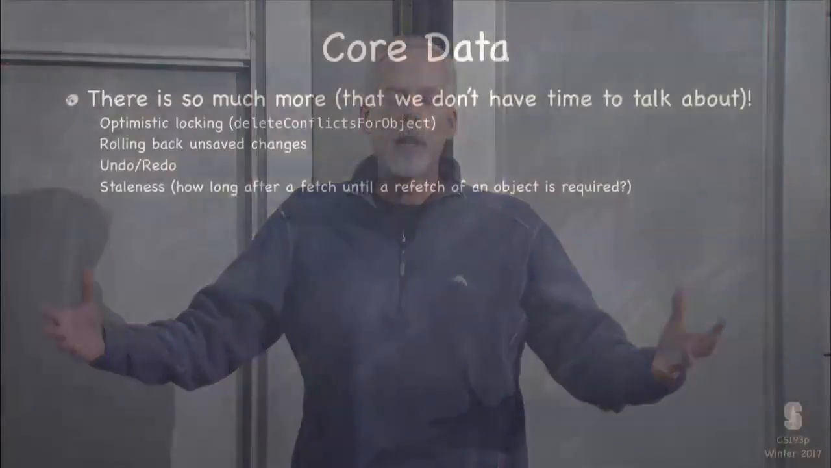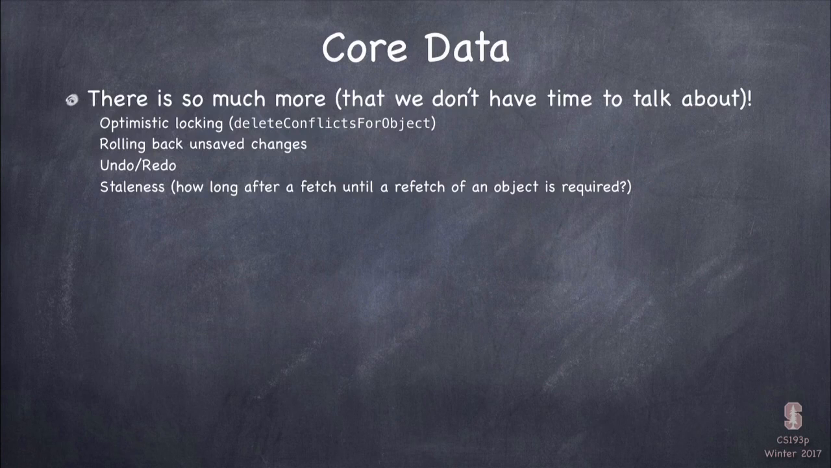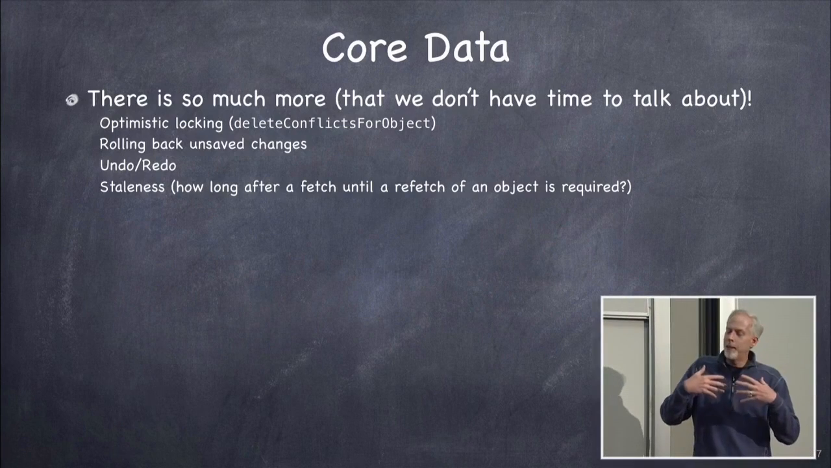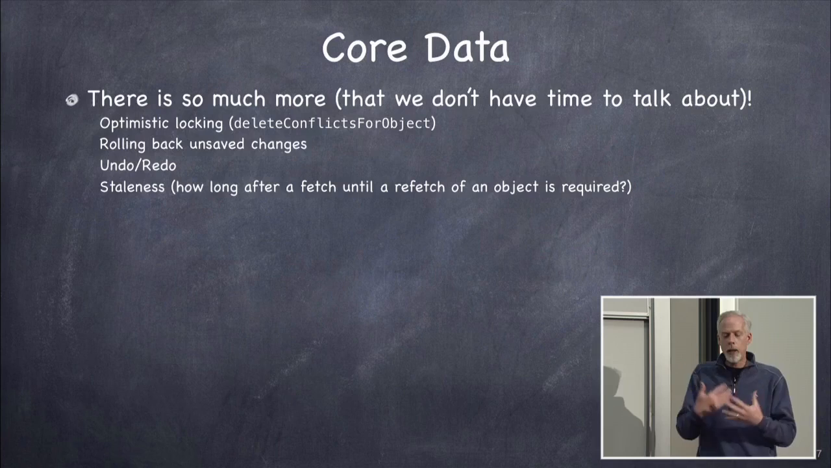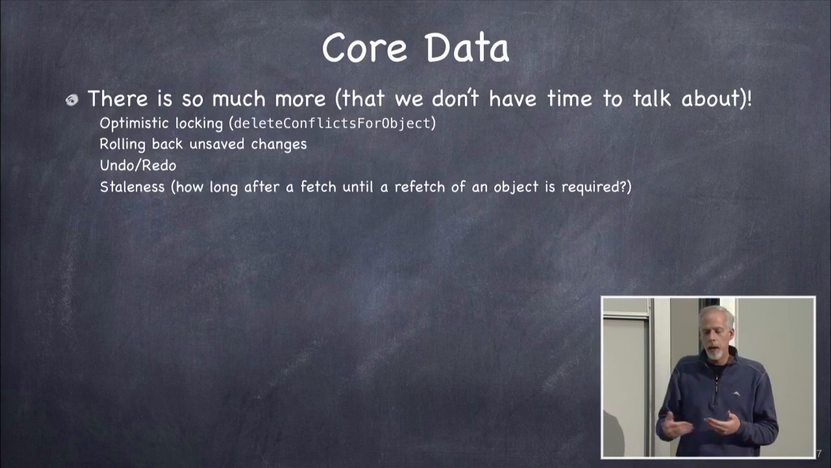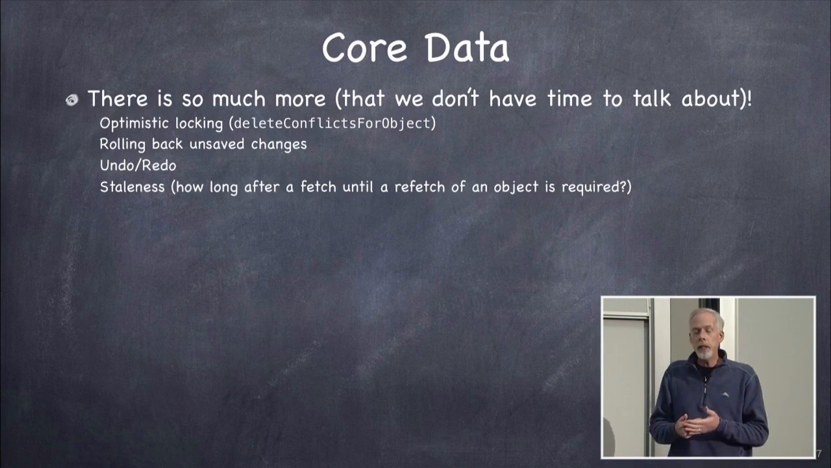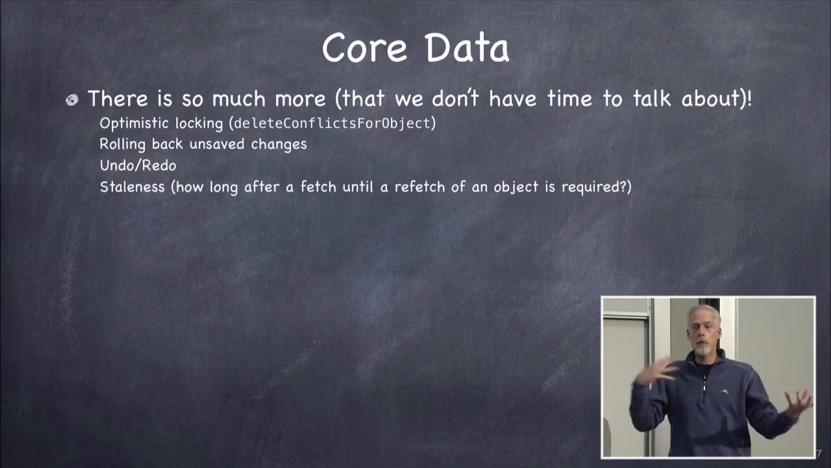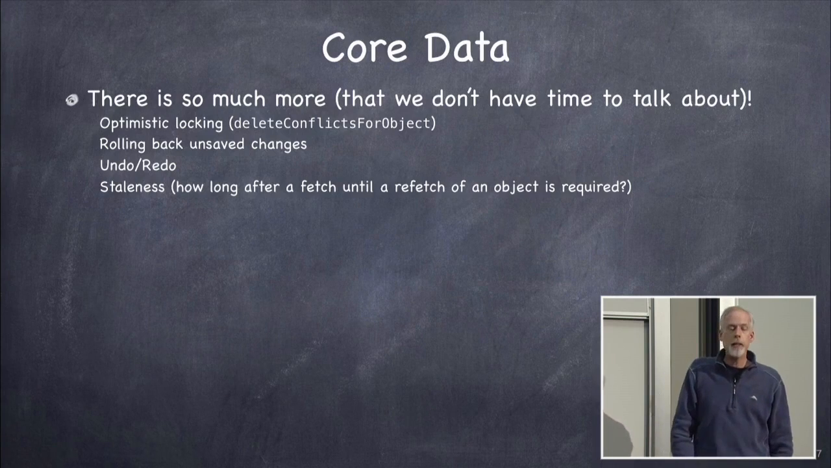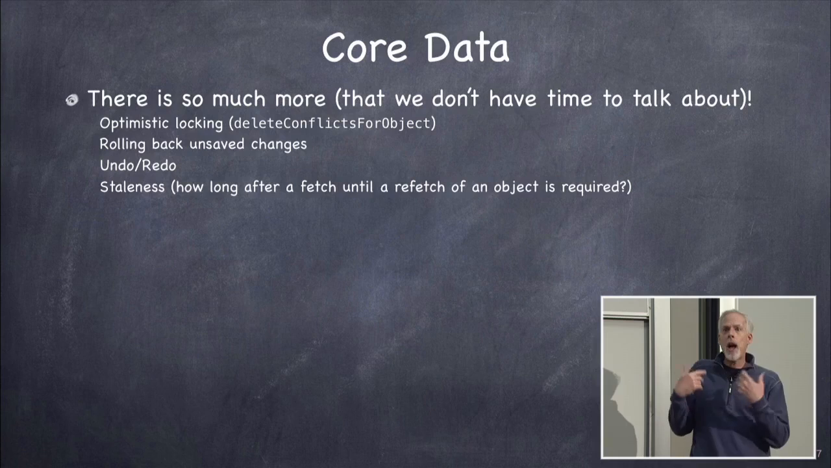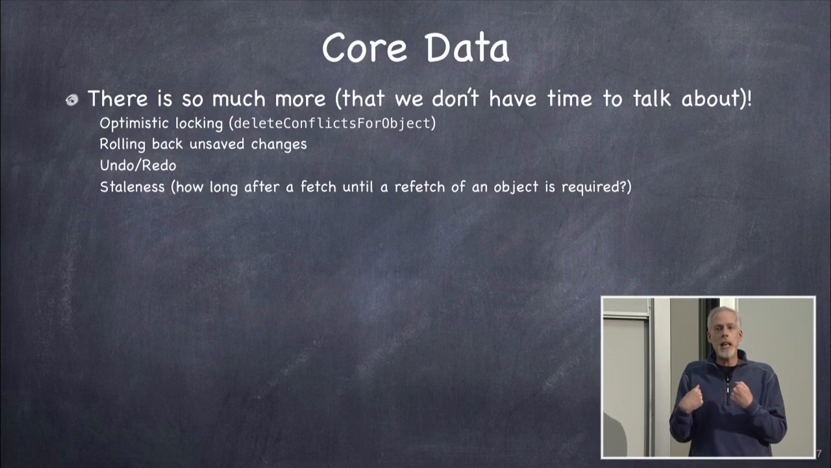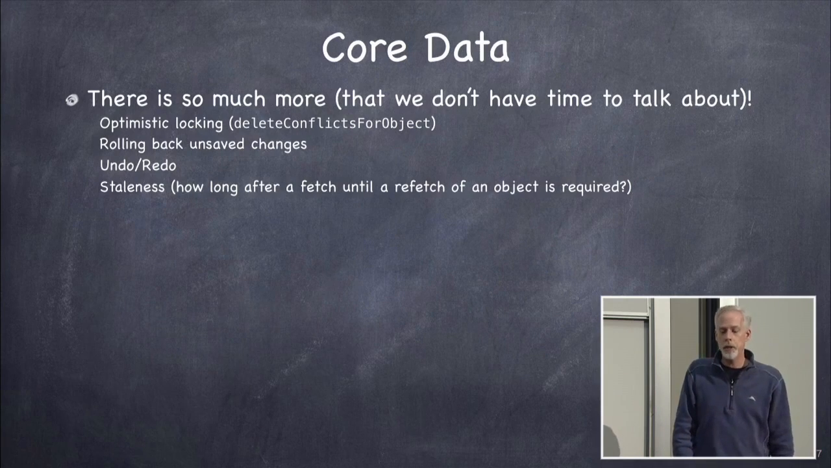Core data is huge. I can't cover it all. It's got optimistic locking, for those of you who know about databases, and all that database stuff. It has full undo redo, which is incredible. It obviously knows how to roll back unsaved changes. If you have changes in memory and you want to roll some of them back, you can do that before you save. It knows about staleness, like if I make a fetch, how long before I really want to fetch it again because I don't trust that the data hasn't changed? How long does it take for the data to get stale? And a lot of other things in core data.